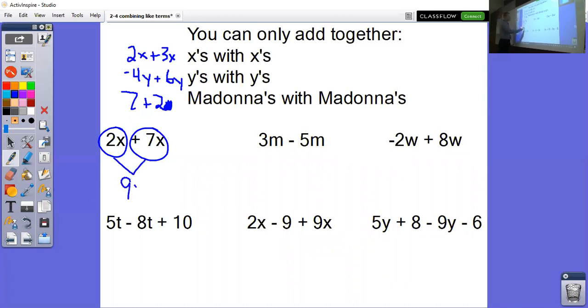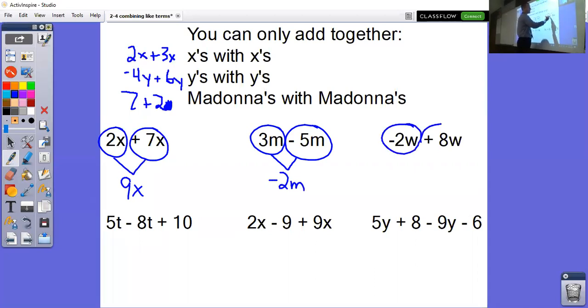2x plus 7x gives you 9x. If I look at the next one, I have a 3m and a negative 5m. Yes, that says minus 5m, but when you go to add together your like terms, you are counting that as a negative sign. So 3m plus negative 5m is negative 2m. If we have a negative 2w and an 8w, negative 2w plus 8w, they have the same last name, so we can add them together.